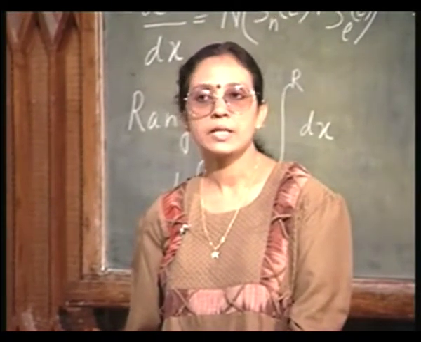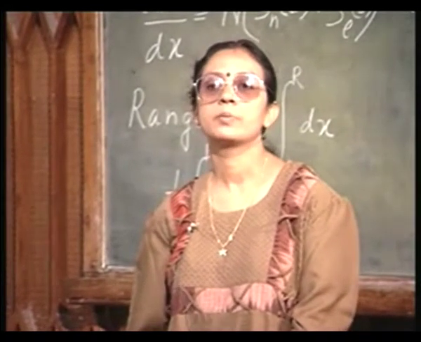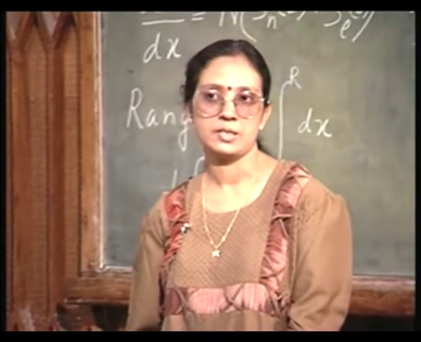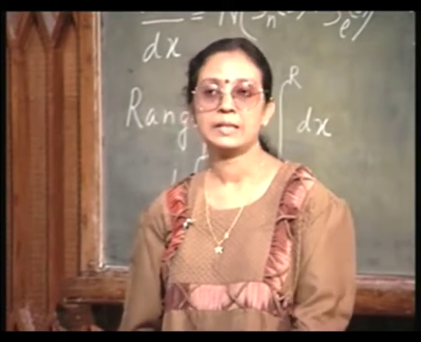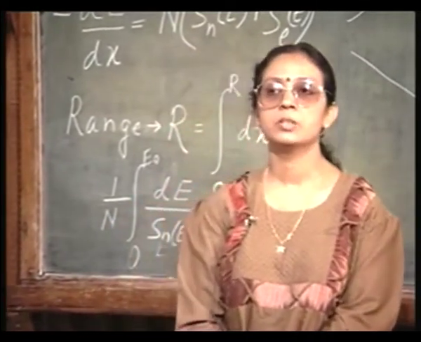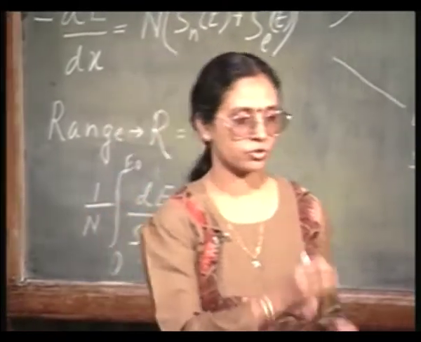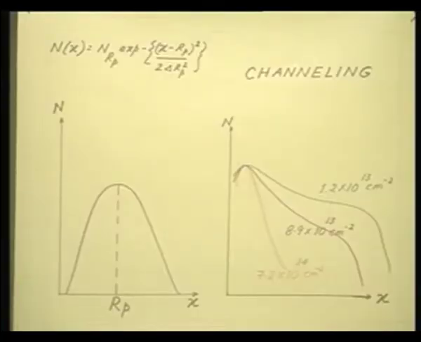Now, in case of ion implantation, if we assume that the target is perfectly amorphous, that is there is no symmetry in the target, then the ion implantation profile will be given as a simple Gaussian function, as you can see in the chart here. It is a simple Gaussian function, n versus x. Look at the left side of the chart.